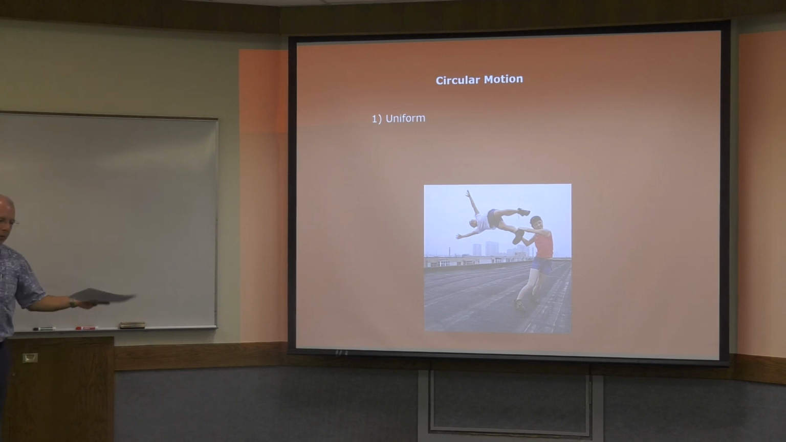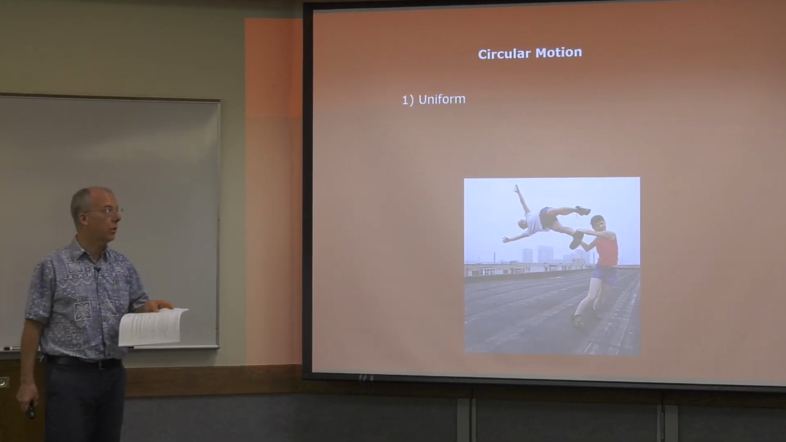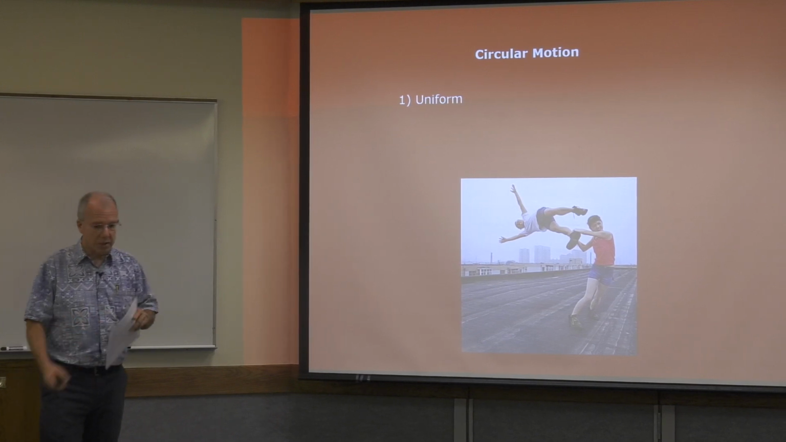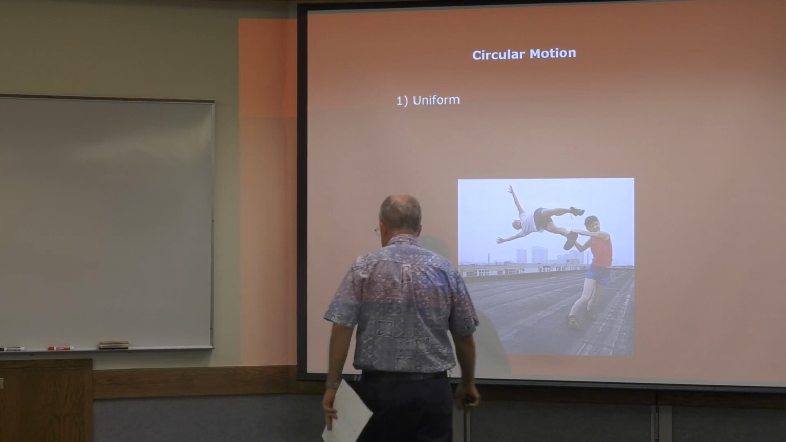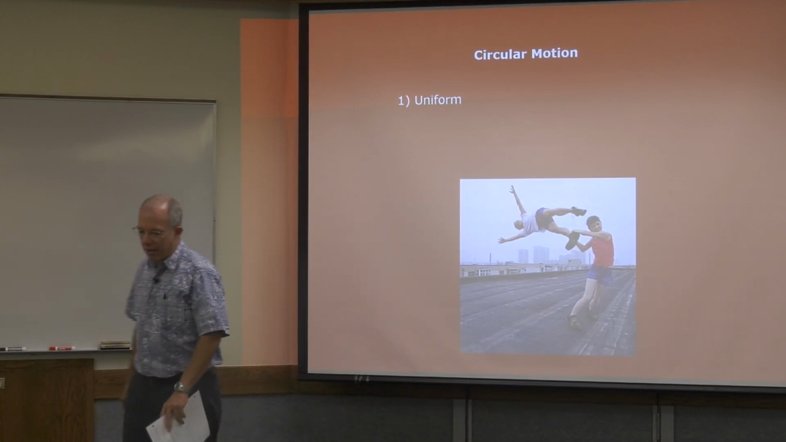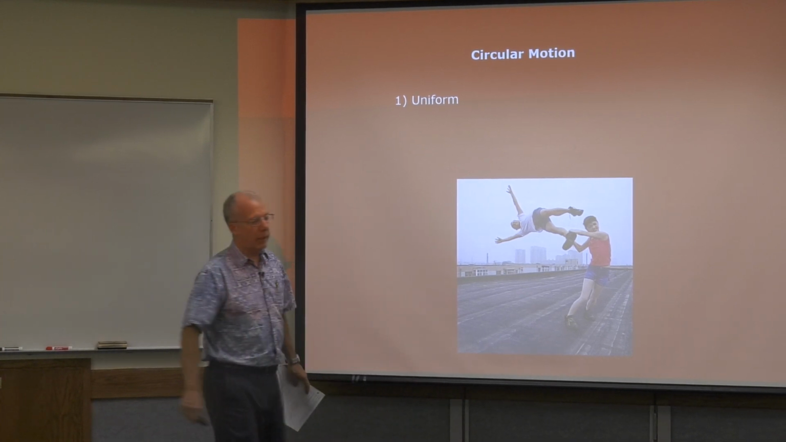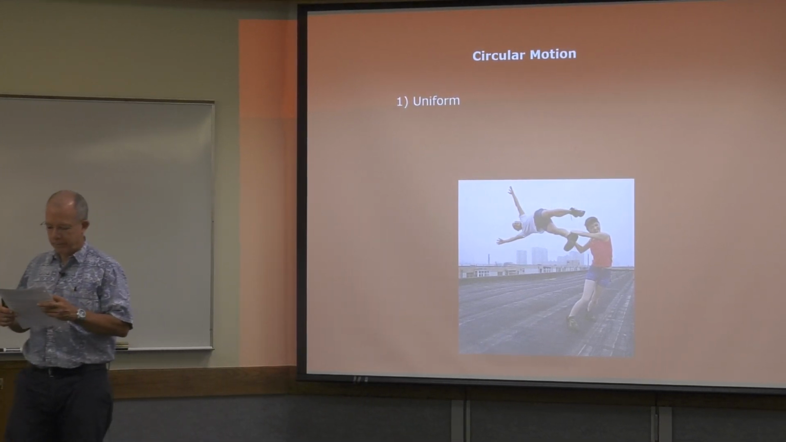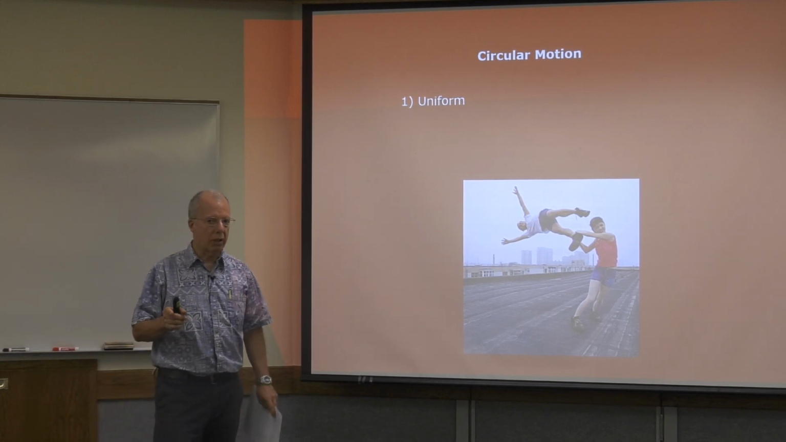All right, so we've already talked about this, but we'll talk about it again. What is uniform circular motion? Well, it just means constant speed, but obviously the direction is constantly changing. So that's why it's called uniform, because the speed is uniform. But the velocity is not uniform, because the velocity includes the direction.